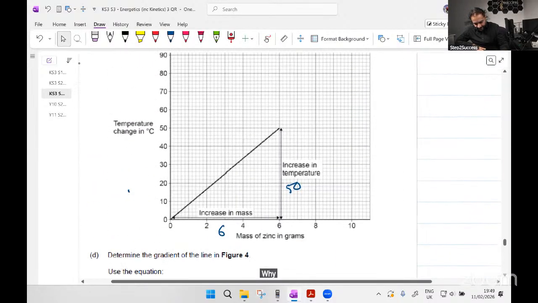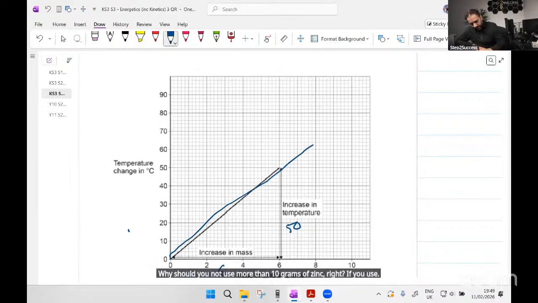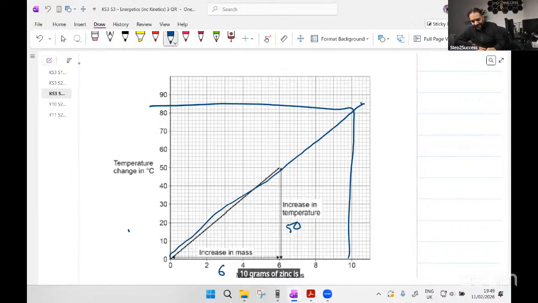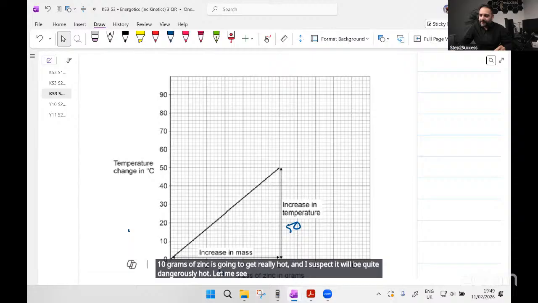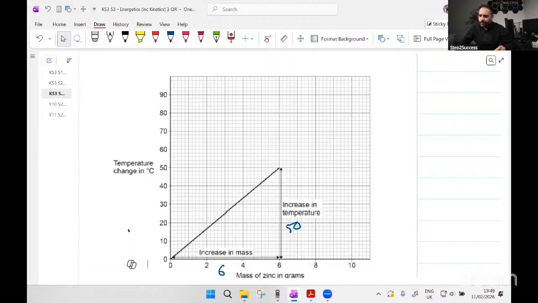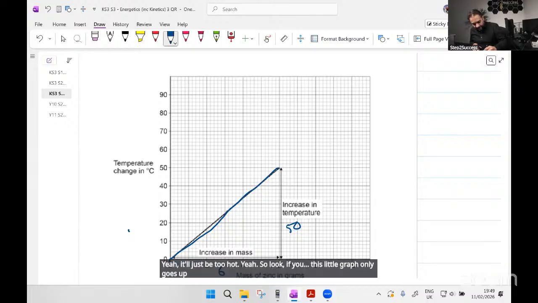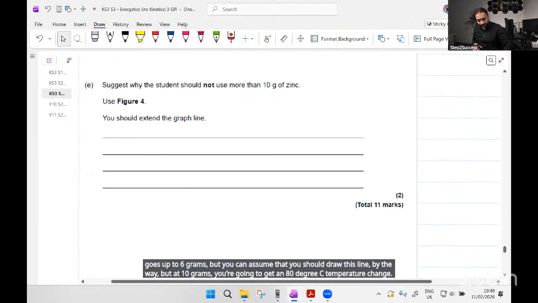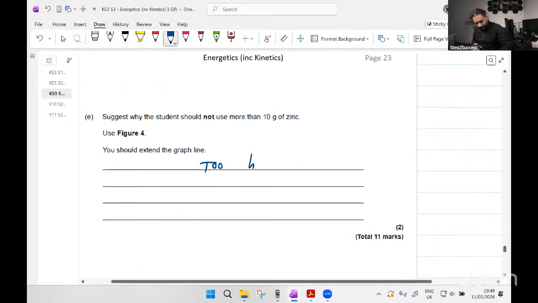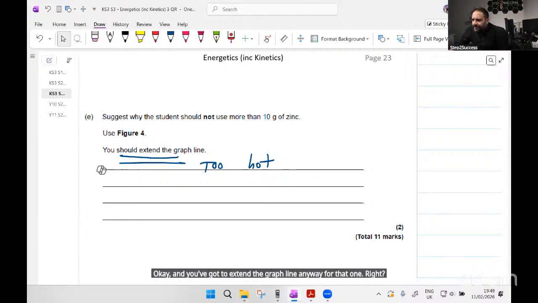Why should you not use more than 10 grams of zinc? Right, if you use 10 grams of zinc, it's going to get really hot. And I suspect it will be quite dangerously hot. Let me see what the mark scheme says. Yeah, it'll just be too hot. So look, this little graph only goes up to 6 grams, but you can assume that you should draw this line, by the way, that at 10 grams, you're going to get an 80 degree C temperature change. It's going to be too hot. Okay, and you've got to extend the graph line anyway for that one. Right. Does that answer most of booklet 3?